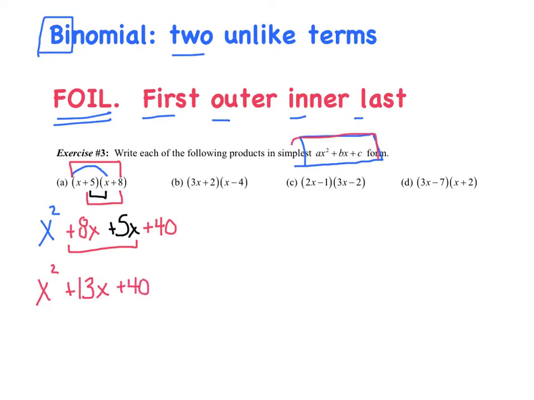You've put it in ax squared plus bx plus c form. In this case, my a value is the number in front of x squared, which remember there's always a 1 there if you don't see a number. My b value is 13, and my c value is 40.